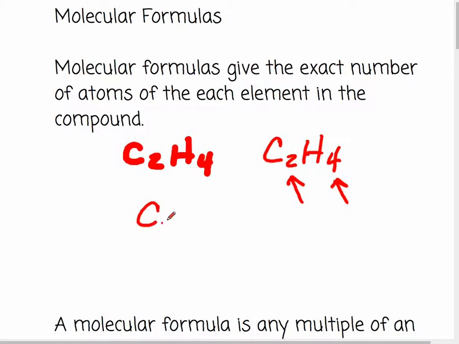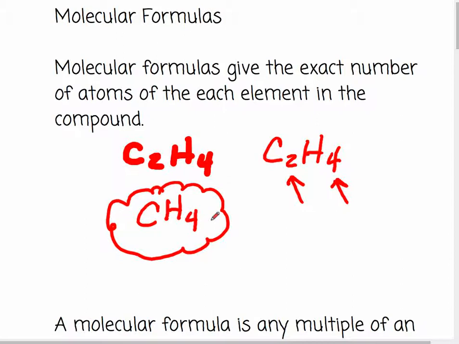We could have something like this. Let's make this a 1. And let's say we have CH4. That is also telling me I have 1 carbon and 4 hydrogens. Well, this is a molecular formula as well.